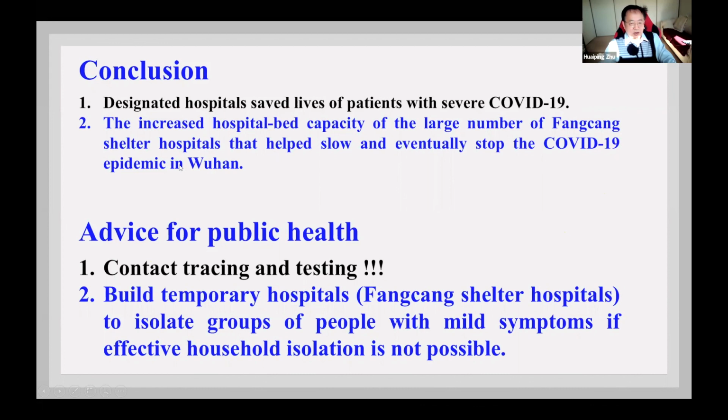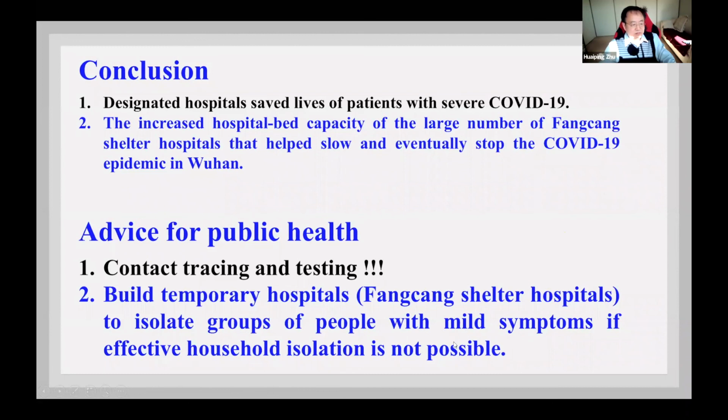By this study, this is the advice for public health. Of course, we didn't include contact tracing and testing, but this is most important, and Wuhan did it. Wuhan did complete contact tracing and testing to find the sources of infection, and then built a large number of temporary Fangcang hospitals and put them into the hospital. So the advice for public health worldwide is, whenever possible, we need to build temporary hospitals for the purpose of isolating groups of people with mild symptoms.